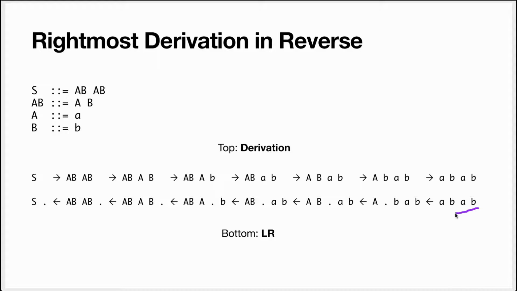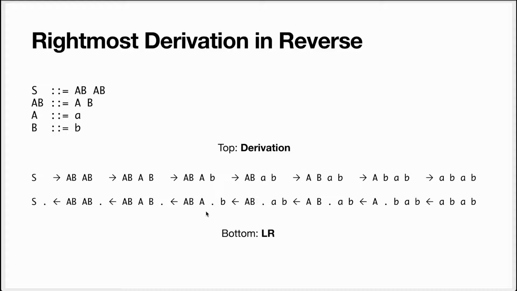We start on the right with the input, and we use the dot to separate the stack from the rest of the input. In the first step, you can see that we shift the small a, and then we reduce it to the non-terminal A. On the second step, we shift the small b, and we reduce it to the big B. On the third step, we reduce A then B to AB.